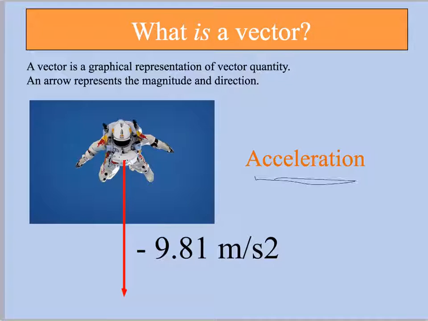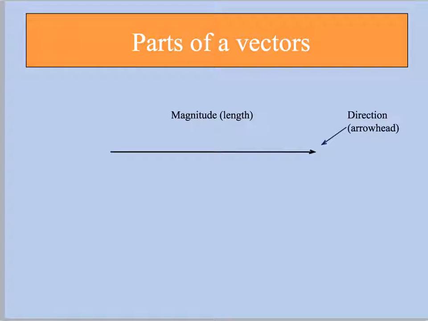Well, here's acceleration as a vector as well. We know that the skydiver is falling down towards the earth, and we know that the acceleration is in a downward direction. Typically that's negative, so we see the arrow pointing down. And the 9.81 meters per second squared would be the magnitude. So of course we have the magnitude, which represents the length, and then we have the arrowhead, which represents the direction of the vector.